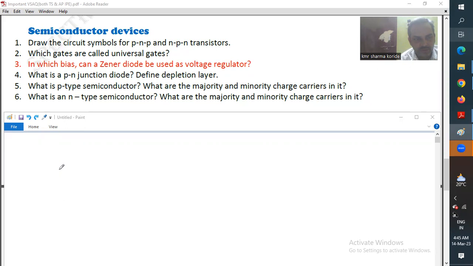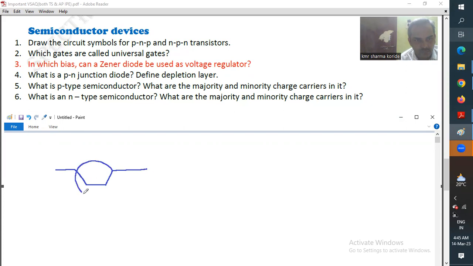Okay, so for any transistor, there will be three regions. First, let us complete PNP. There are three regions for any transistor. So you can call this the emitter, this is going to be the base, and the collector. In case of a PNP transistor, the emitter is P, the base is N-type semiconductor and the collector is P-type.